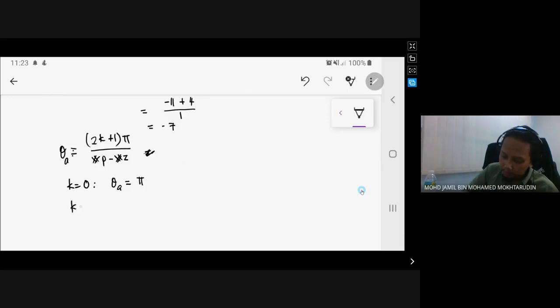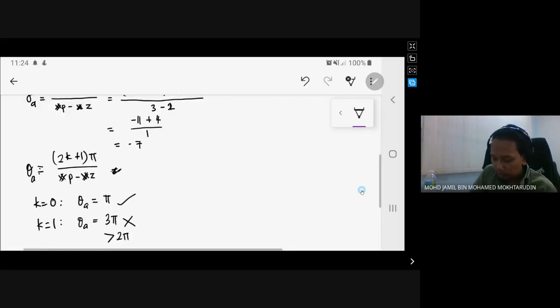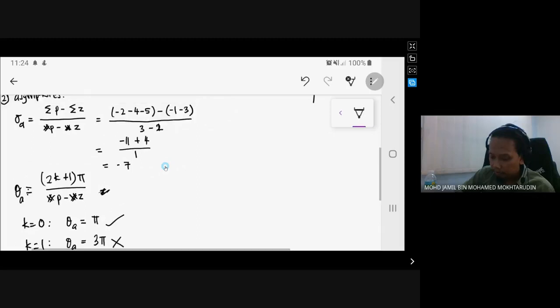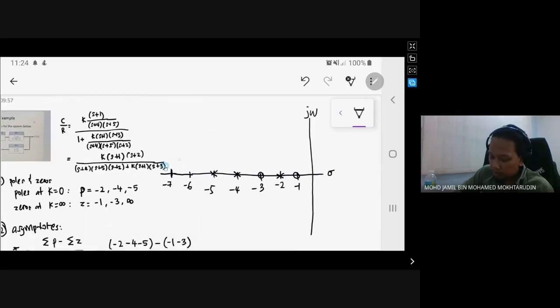And then k equals 1. So you get theta A equals 3 pi. 3 pi maksudnya ni tak payah ambil. So kita ambil yang ni je, sebab ni dah lebih dari 2 pi. Okay. So kita punya angle is at 180 degree. So 180 degree maksudnya asymptote tu dekat real axis.